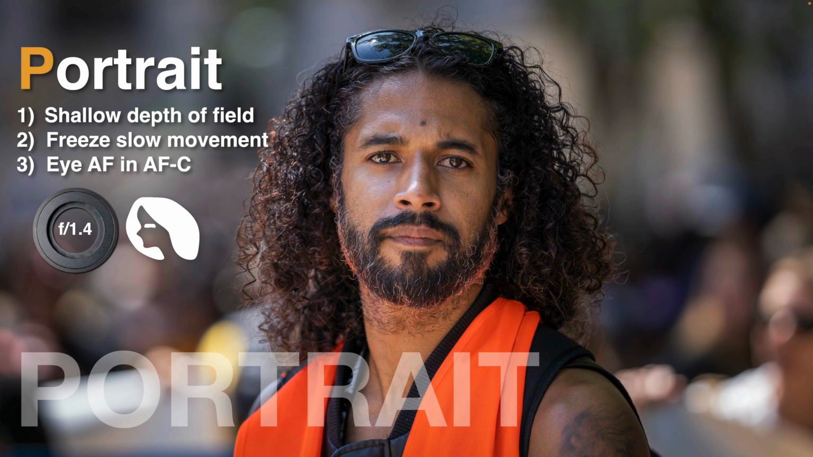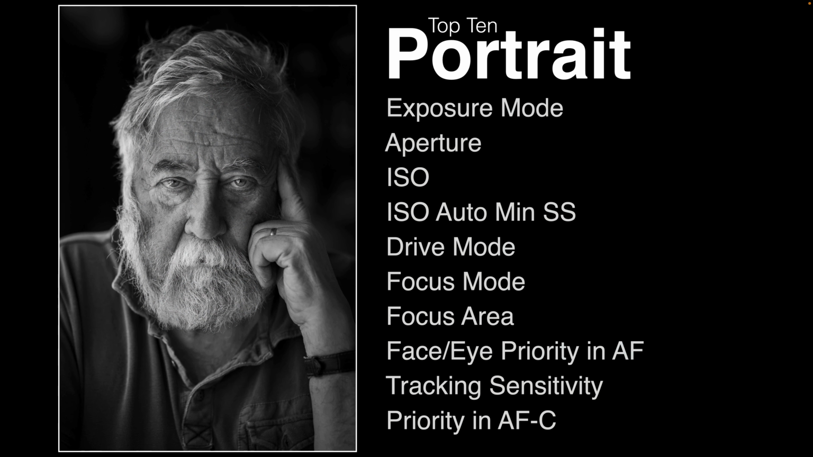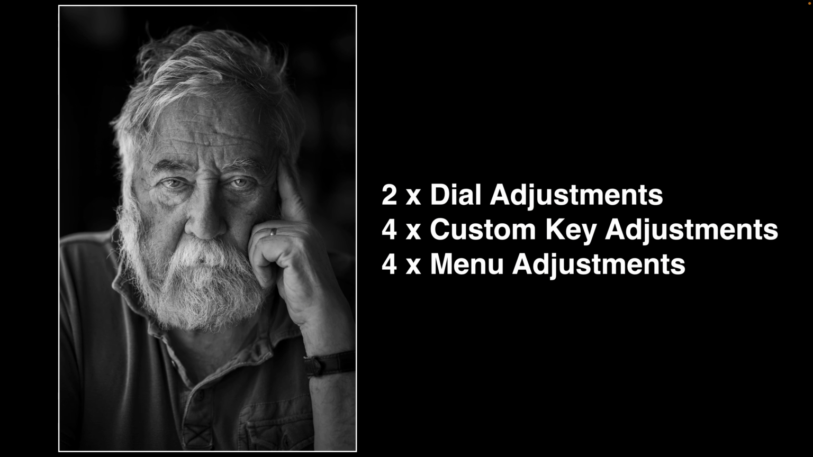Now my portrait setting prioritizes shallow depth of field. It will freeze slow movement, and I'm prioritizing IAF in continuous autofocus. Now there's going to be at least 10 settings that I've registered to the portrait setting, and of course these are difficult to remember to recall if you've been shooting an entirely different genre just moments before. Now if you have been shooting say landscapes or action shots, you're going to have to make 2 dial adjustments, at least 4 custom key adjustments and 4 menu adjustments to set up the camera for shooting portraits with reliable success.